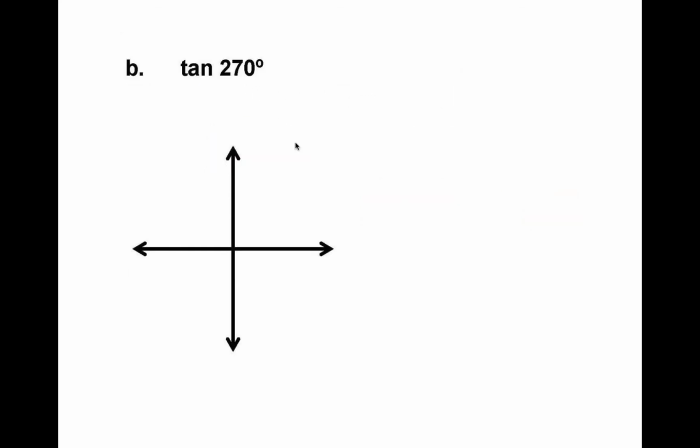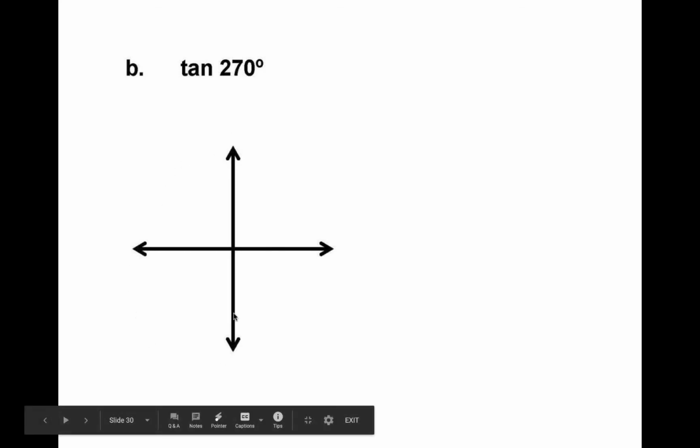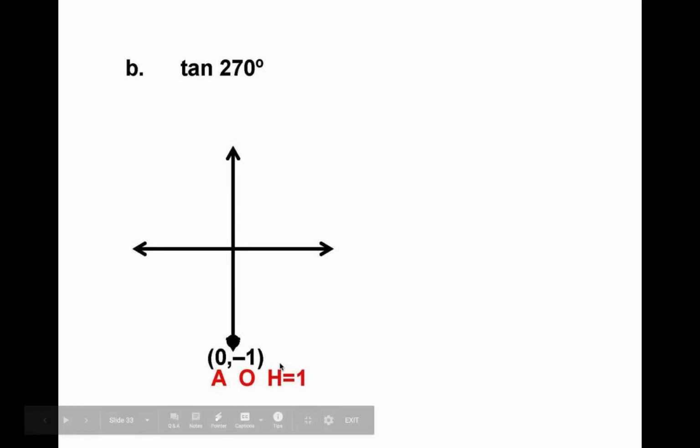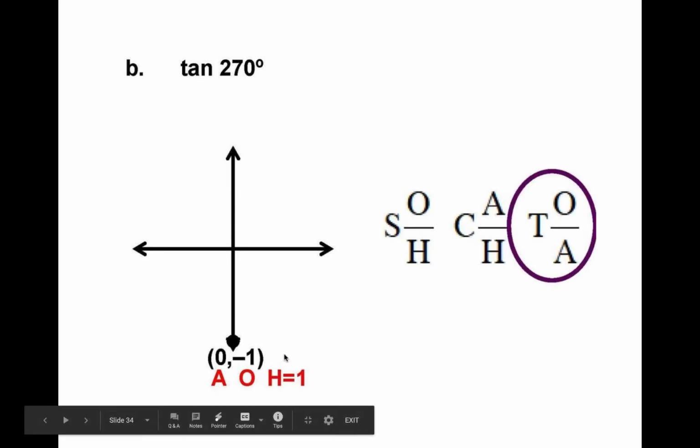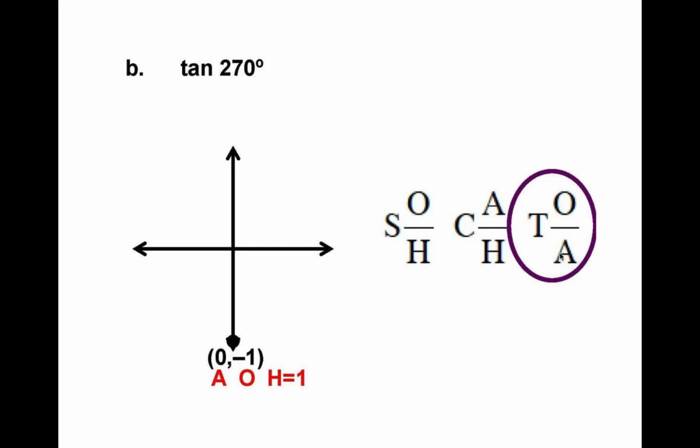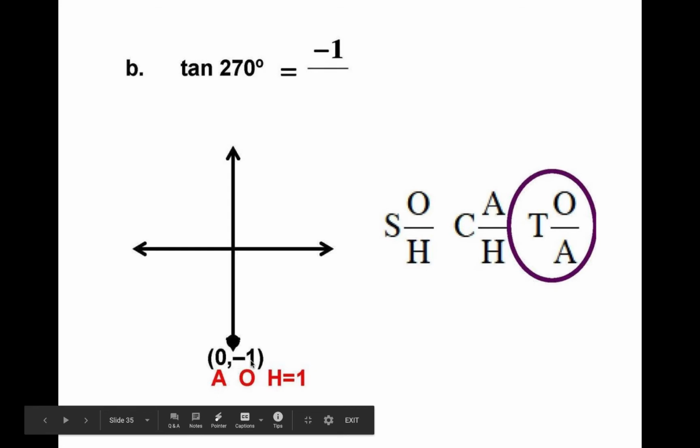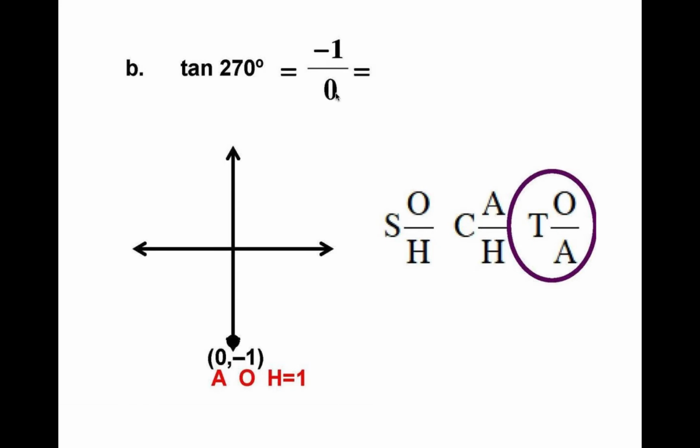For tangent 270 degrees, we have 90, 180, 270. So now we're down here. If this is 0, 0, going down 1, the coordinate is 0, -1. We have to label this point A and O with a hypotenuse of 1. Our tangent ratio is TOA, O over A. So the opposite is -1, and the adjacent is 0. -1 divided by 0, well, you can't divide by 0, so this is undefined.